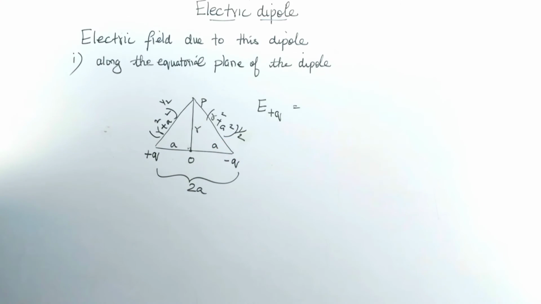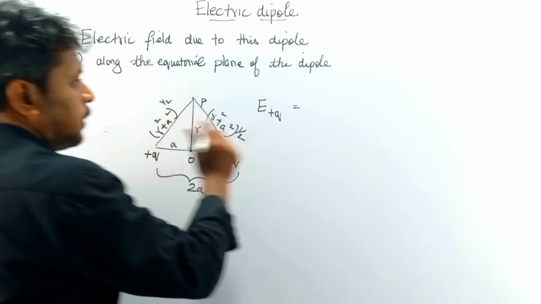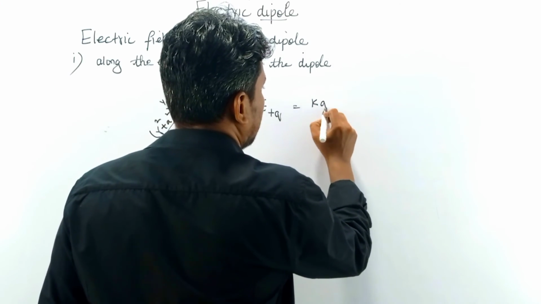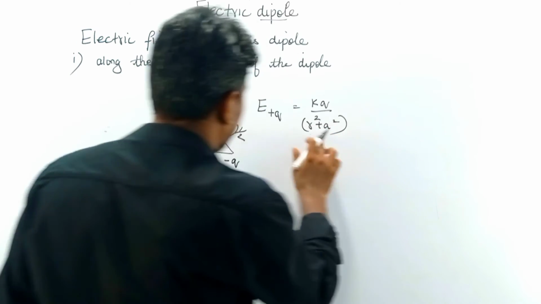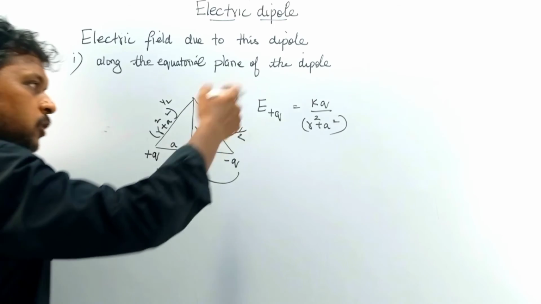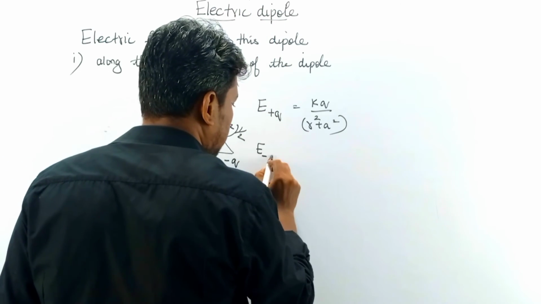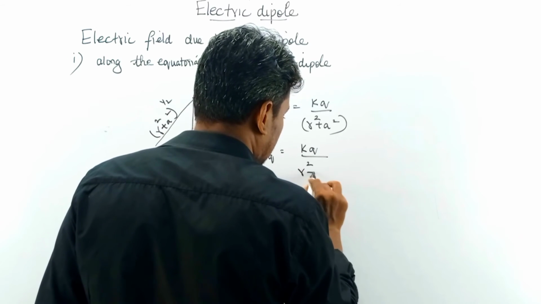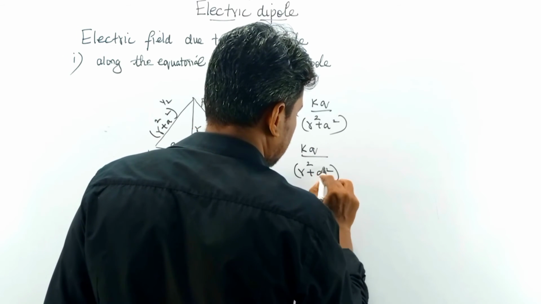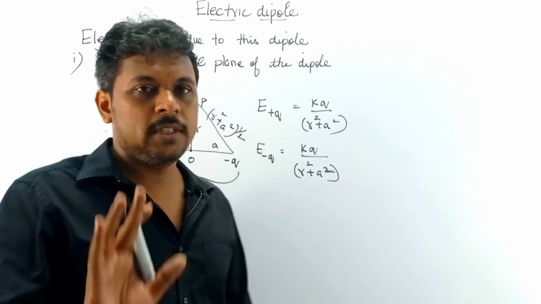So the electric field due to this charge plus Q will be KQ by R square plus A square, because the 1 by 2 and the square get cancelled. Similarly, the value for minus Q will be equal to KQ by R square plus A square. So we have specified the magnitude due to each individual charge.